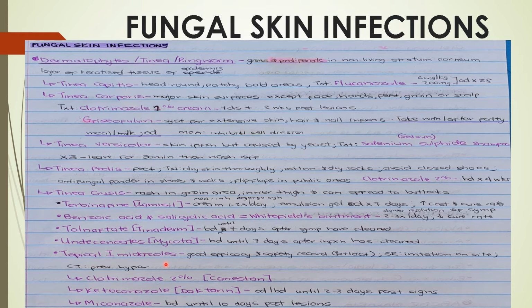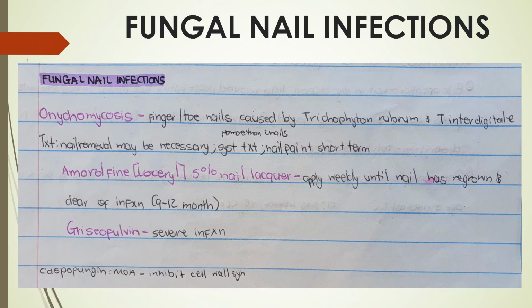And then we've got ketoconazole. So as you can see, your topical imidazoles all end in zole. Your ketoconazole is used once daily or twice daily until 2 to 3 days post signs and symptoms. And then you've got your miconazoles, which is used twice per day until 10 days post lesions. So those were your fungal skin infections.